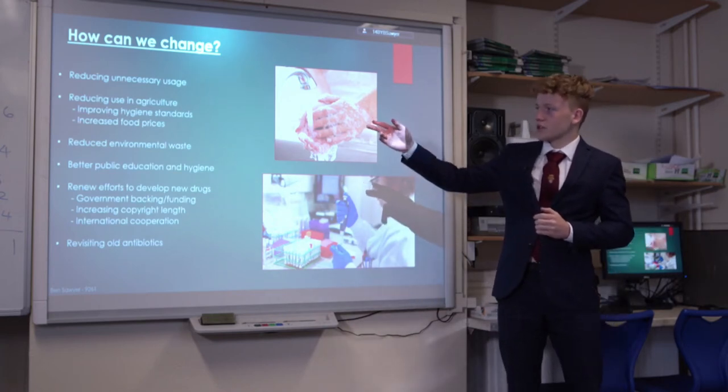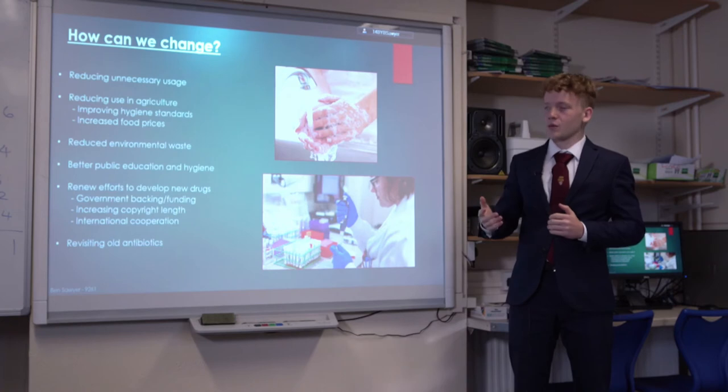Reducing the use in agriculture, again, taking them out of animal feeds, taking them out of pesticides. Reducing our environmental waste, once again with antibiotics and other toxic chemicals. And this is all essentially the problems that we've created. It's just sort of going back on those problems. Better public education on hygiene, so ensuring that people are properly using antibiotics if they are prescribed. And also better hygiene standards just minimise the risk of any sort of infections.